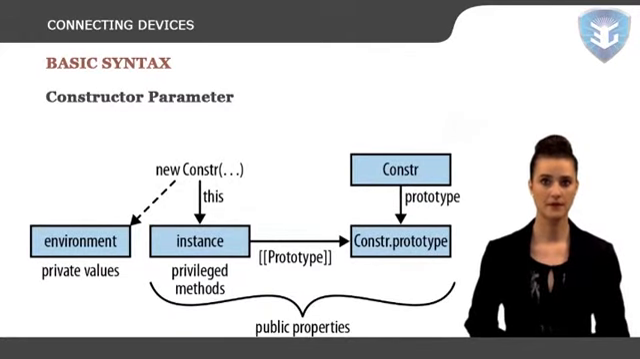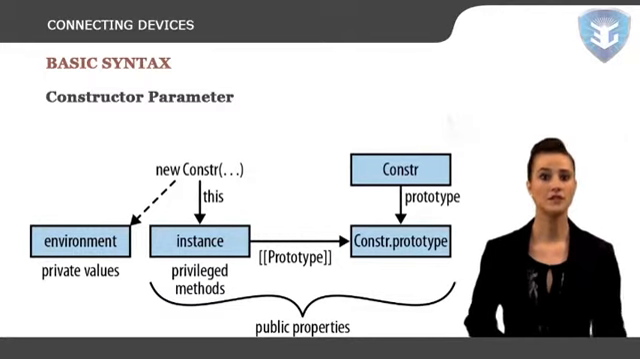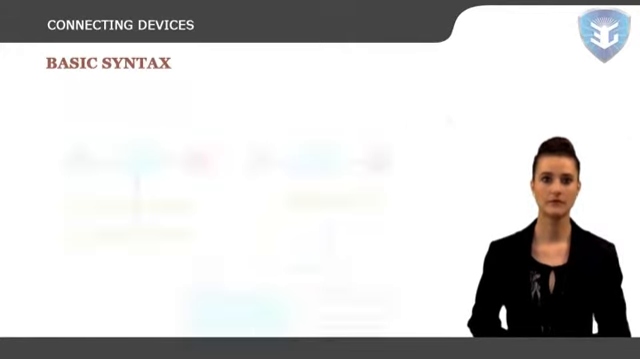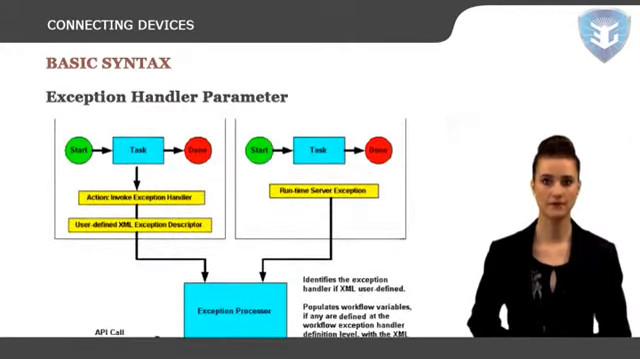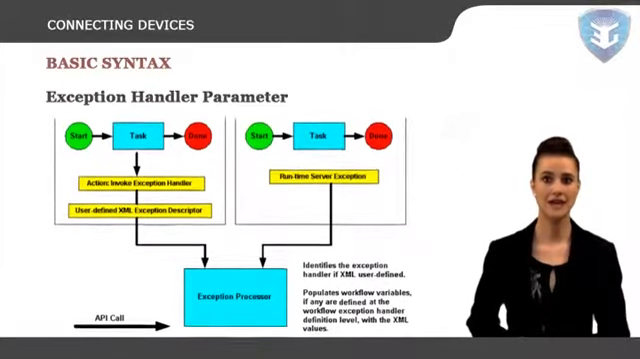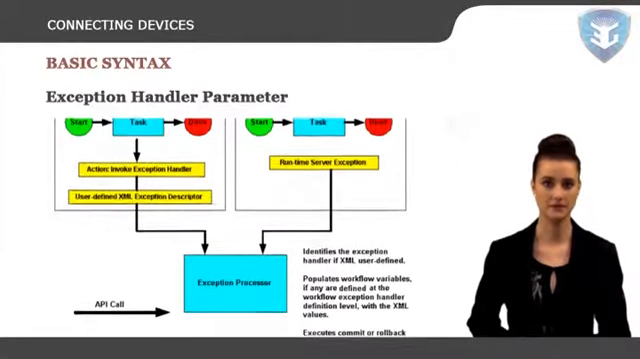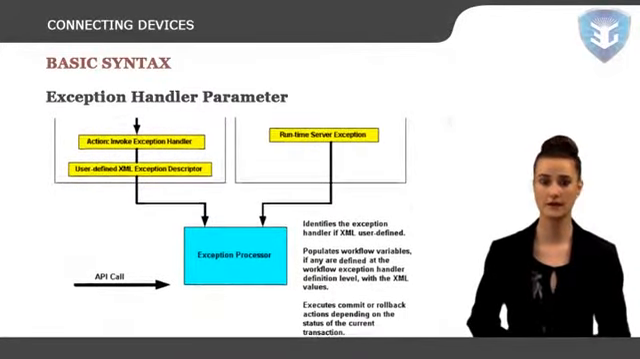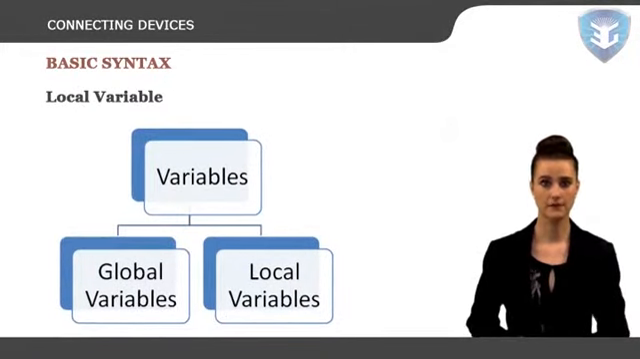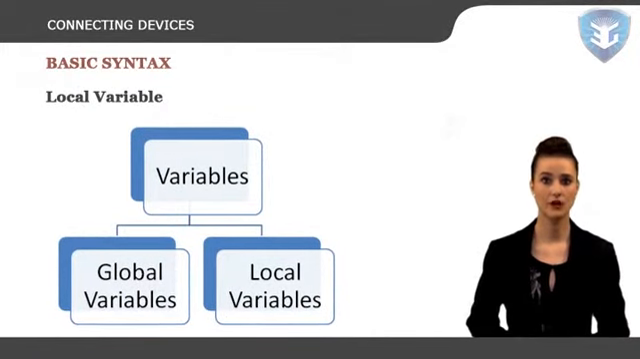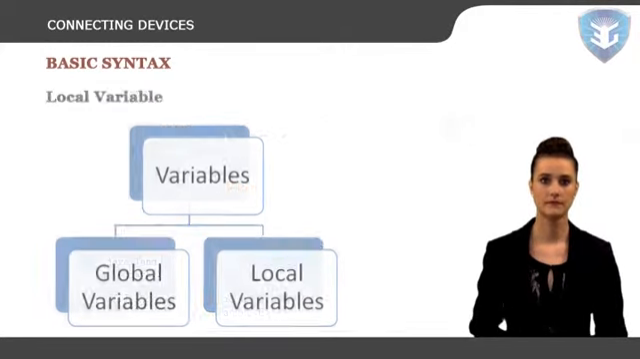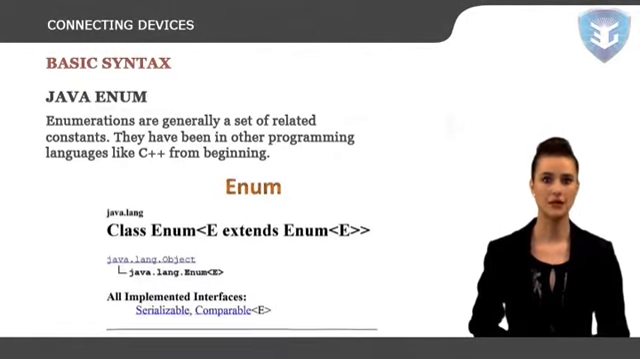Constructor parameter. This is similar to the Java method parameter variable. The same way, for all the Java variables declared in the constructor, a variable is created whenever it is invoked. Exception handler parameter. Java variables that are declared in the catch clause of a Java exception handling mechanism. Whenever a Java exception is caught, an exception handler parameter variable is created. Local variable. Java variables that are declared in a block inside a Java method or for loop are called Java local variables. Now we will know about Java enum.